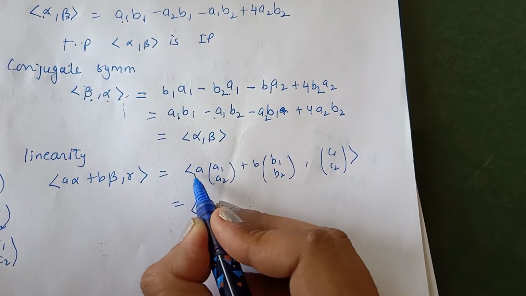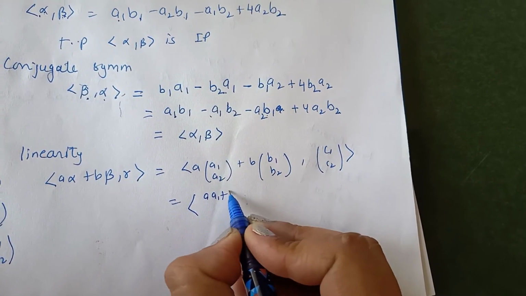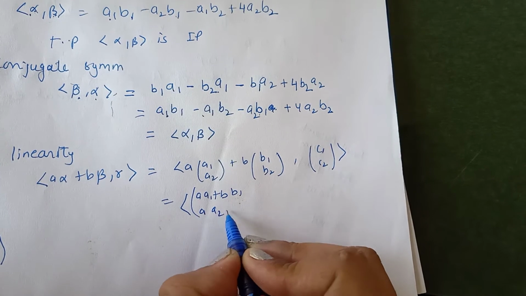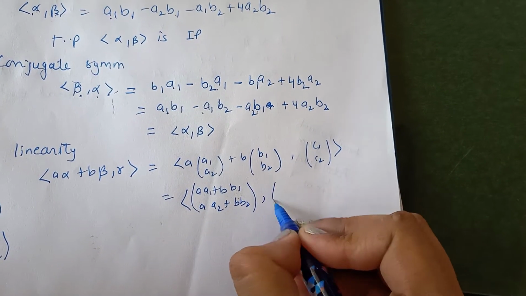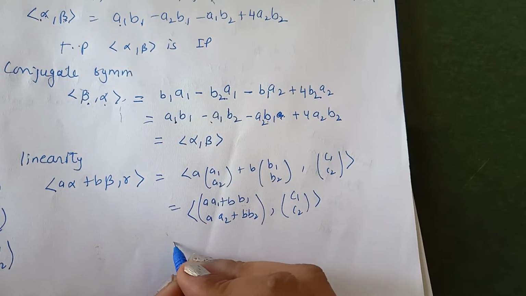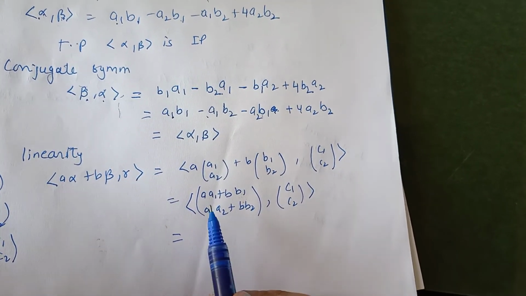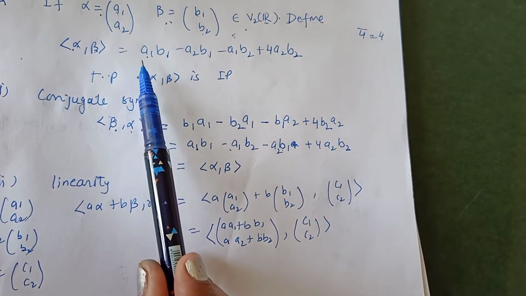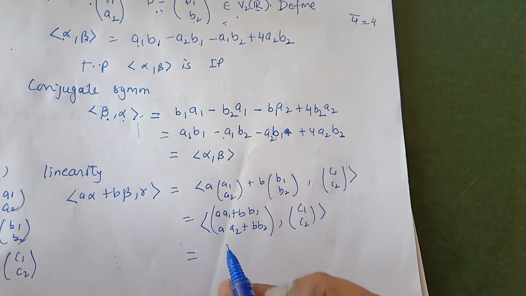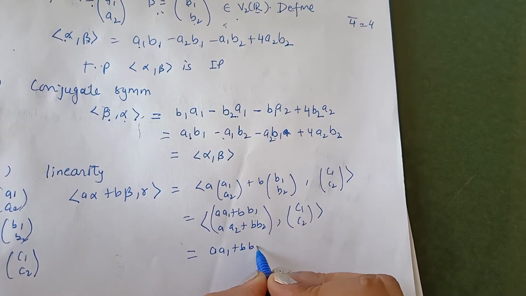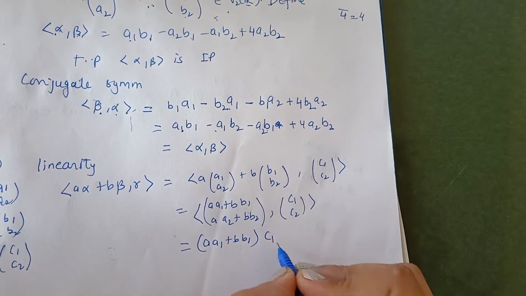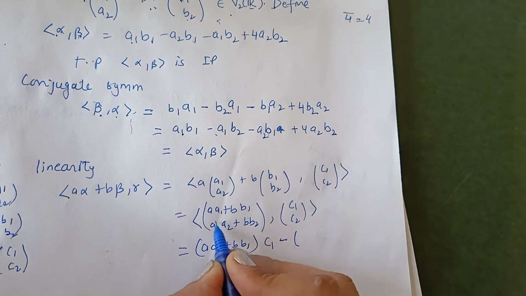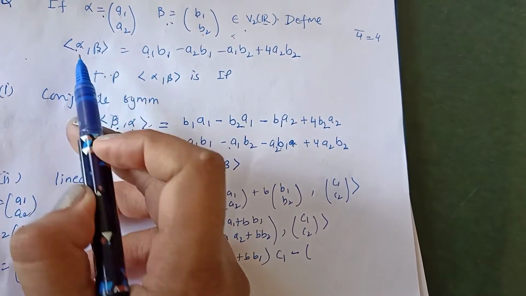It will be what vector? a1 plus b1, and the second coordinate will be a2 plus b2, and this is c1 c2. All right, now let us check what the definition of inner product says. It says first coordinate of both the vectors. So first coordinate is a1 plus b1 into first coordinate of this, c1, minus a2. This a2 is the second coordinate of the first vector.